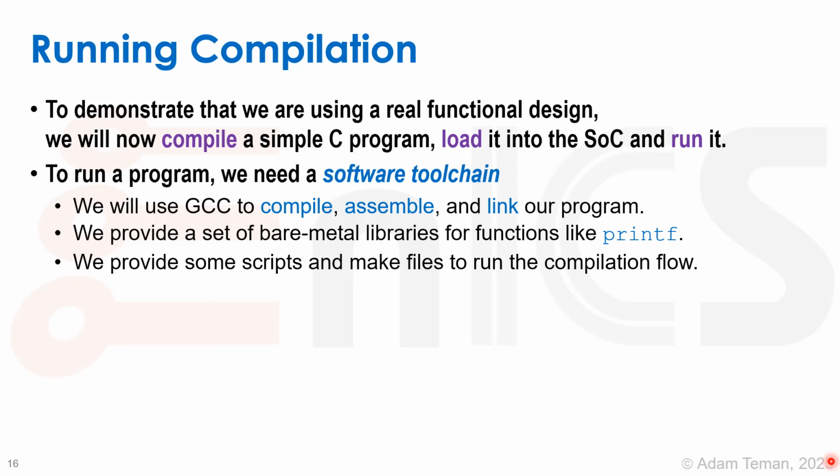To run a program, what we need is a software tool chain. A software tool chain is the way to compile a program. We're going to use the GCC compiler to compile, assemble, and link our program. And we're going to provide a set of bare metal libraries for functions like printf. We need libraries that can run without an operating system, which we're not booting here. So we're going to provide something like printf that's really simple and can run on this SoC. We're also going to provide some scripts and makefiles to run the compilation flow.